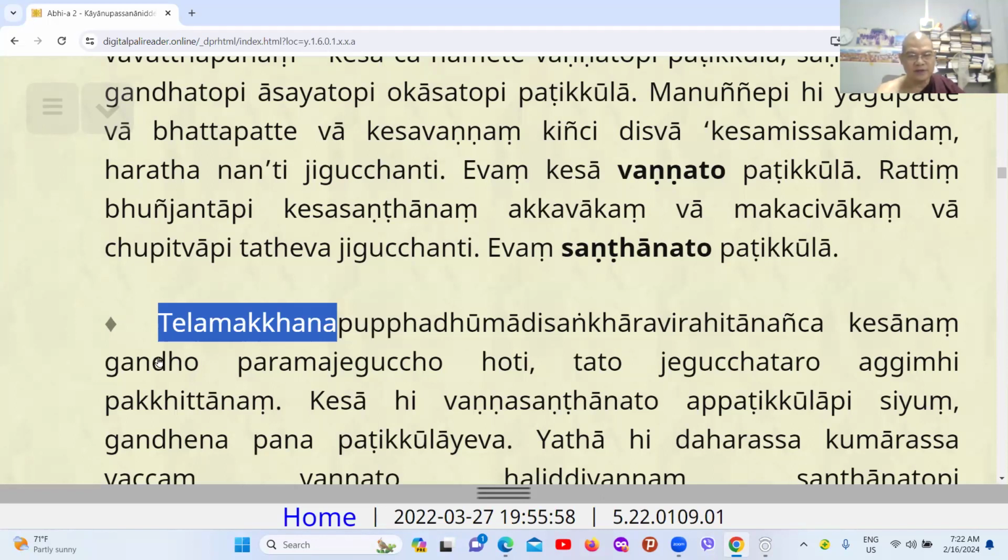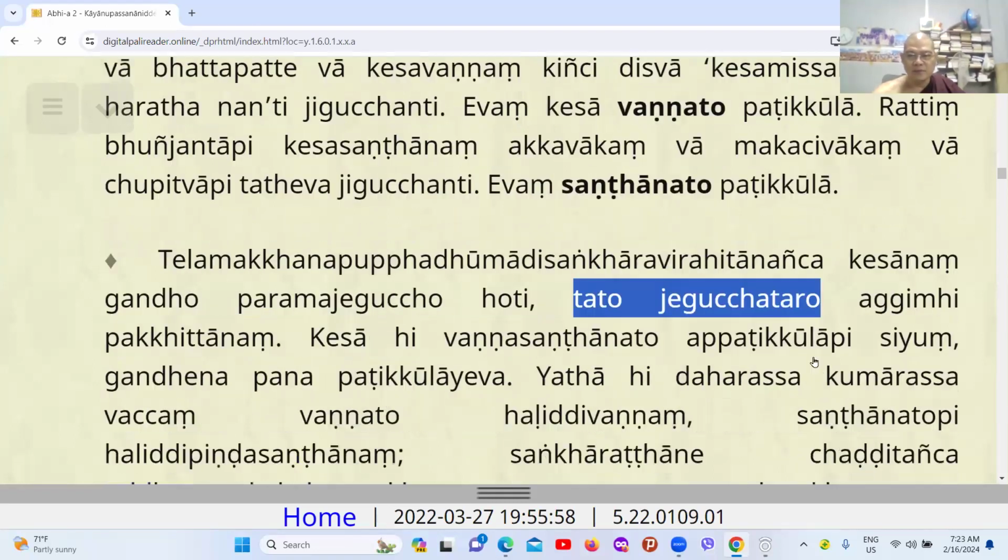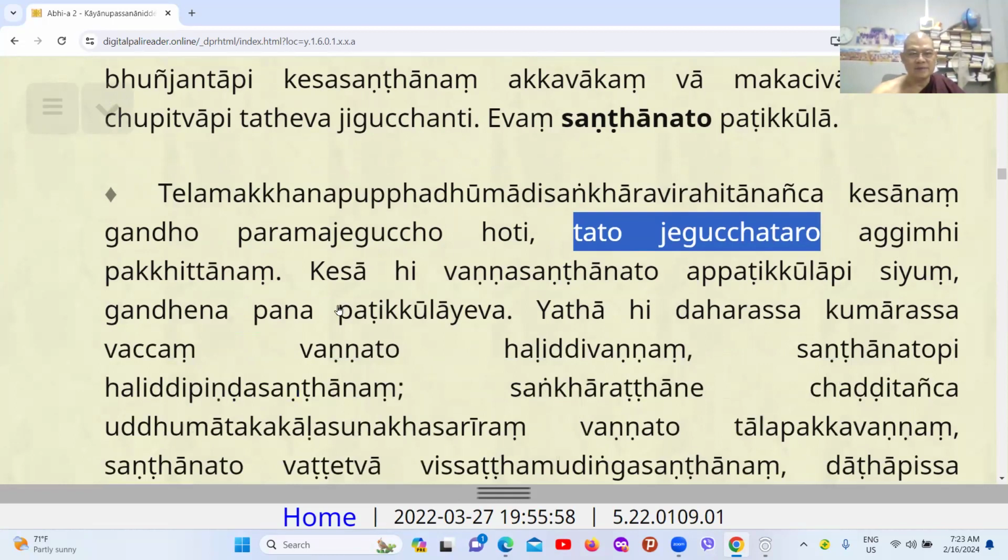If you put them in the fire, the smell of the hair is more disgusting. So if you put them in the fire, it will be more disgusting. The smell of the hair is more disgusting. You get the smell there when you pour it in the fire.